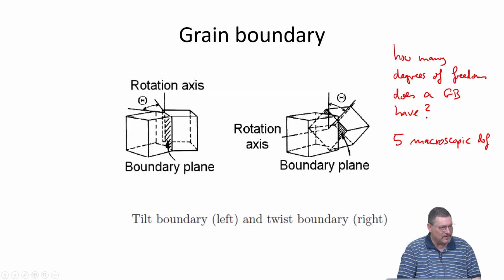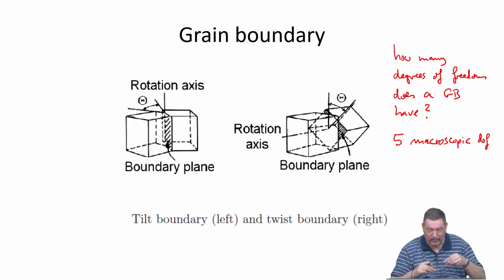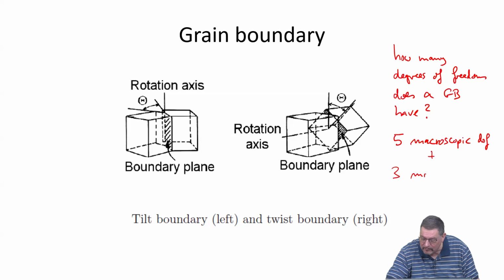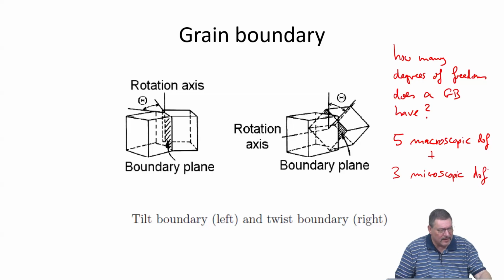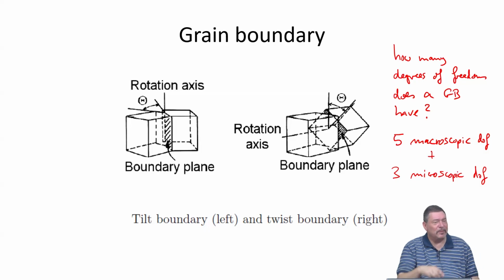Are there additional ones, or are these 5 all there is? Who would think that there are more than 5? There are actually 8. 5 are the macroscopic degrees of freedom, but there are also 3 microscopic degrees of freedom. So you gave the right answer concerning 5. Can you explain to your colleagues what these 5 degrees of freedom are?